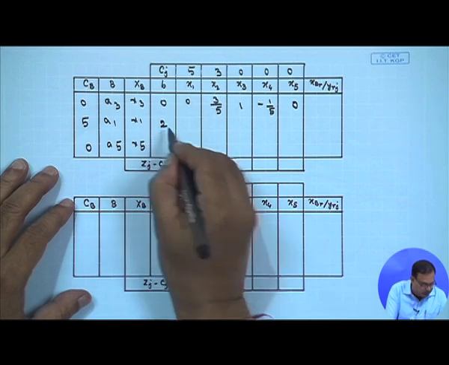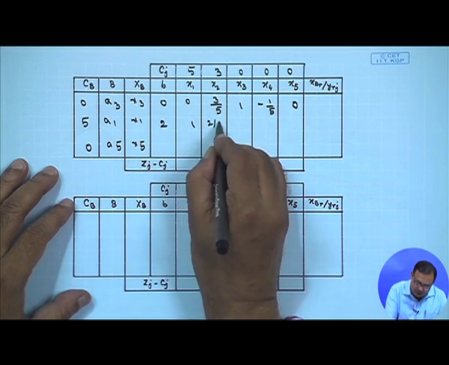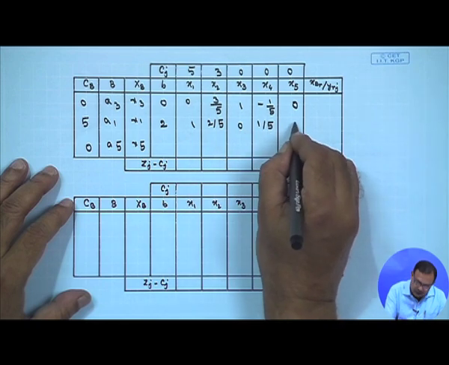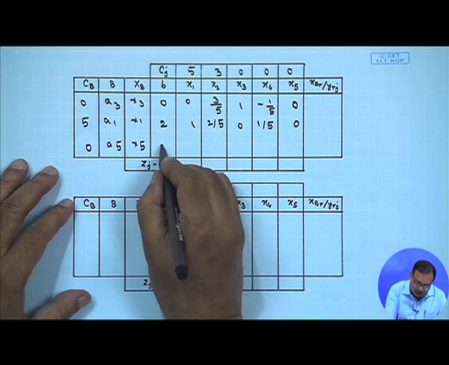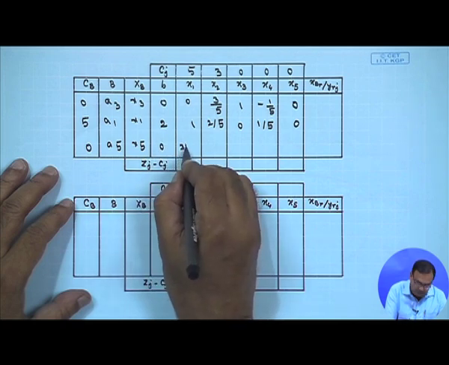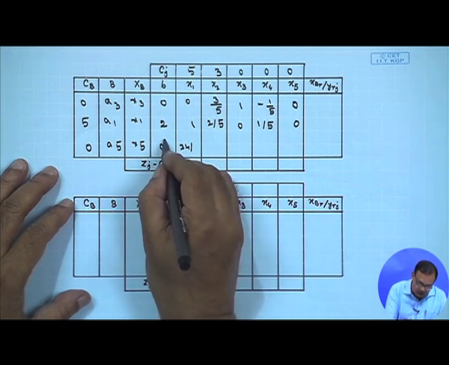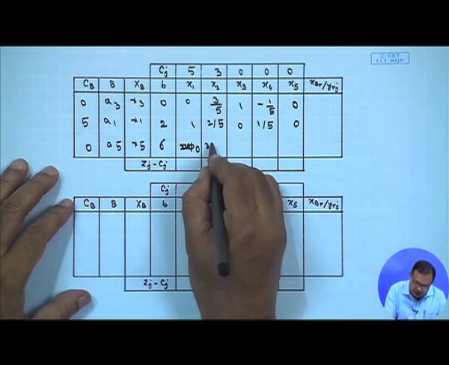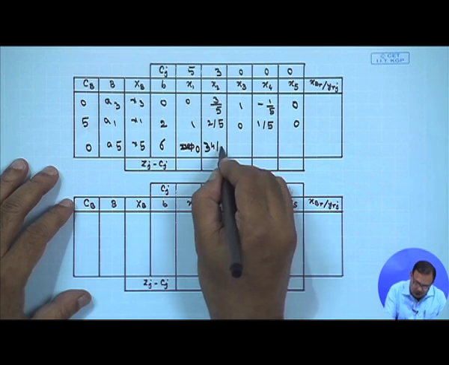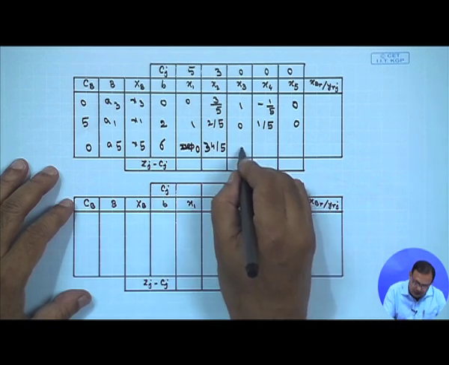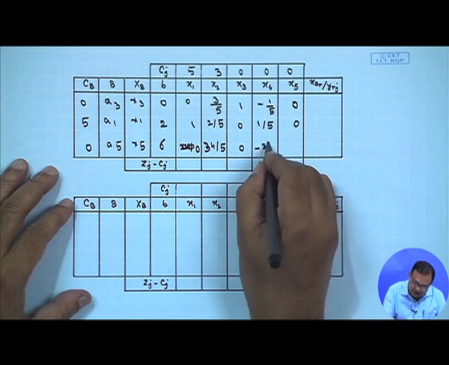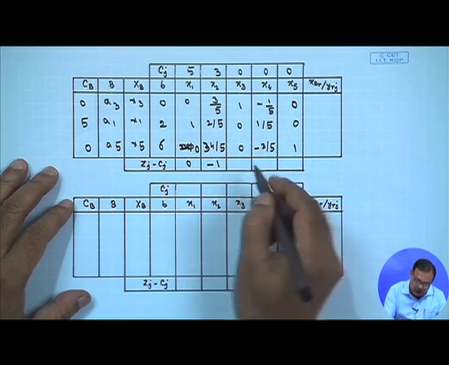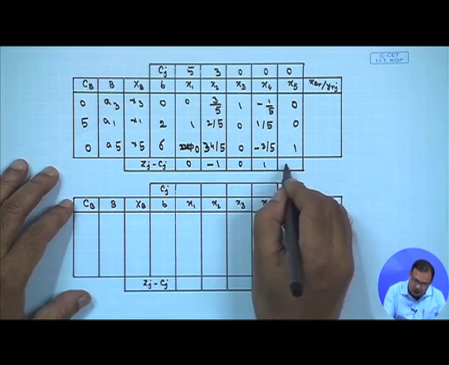The second row will be 2, 1, 2 by 5, 0, 1 by 5 and 0. Third one will be 0, 34 by 5. Sorry, this will be 6, this will be 0. Next one is 34 by 5, this is 34 by 5, 0, minus 3 by 5 and 1. If you calculate Zj minus Cj, it will become 0, minus 1, 0, 1, 0.